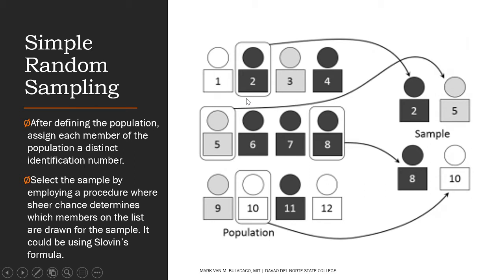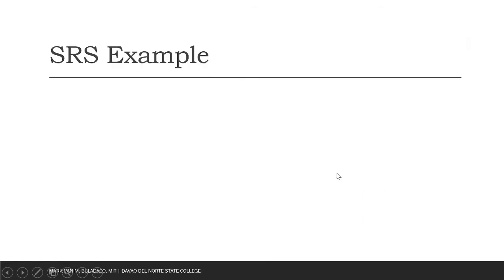Then you select the sample by employing a random procedure, where random chance determines the members of the sample drawn. So you could do it systematically, or you could do it mathematically, by computation using Slovin's formula.